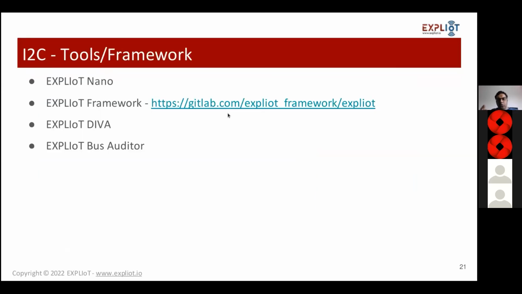Now there are certain tools and frameworks that you can use to do such attacks. From EXPLIoT, we have the EXPLIoT framework as open source. You can go and download it, and it has plugins for that. We'll demonstrate that in a moment. Then we have the Diva board, and we have the Bus Auditor and Nano.